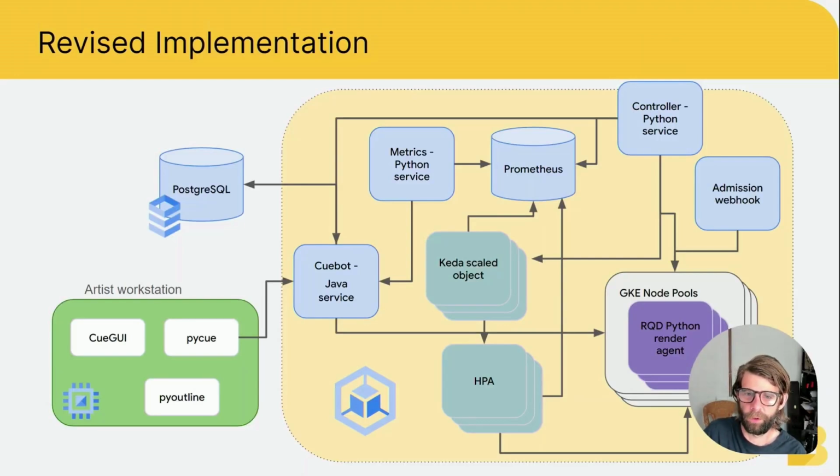The other thing the service can do is communicate with the KEDA scaled object resources and set or check the limits of those, and it exposes a simple API to do this so that we can write tools around it to be able to update the scaling limits.